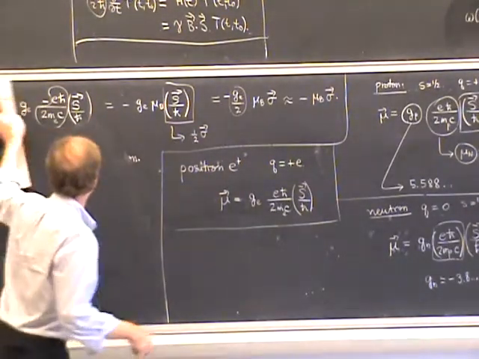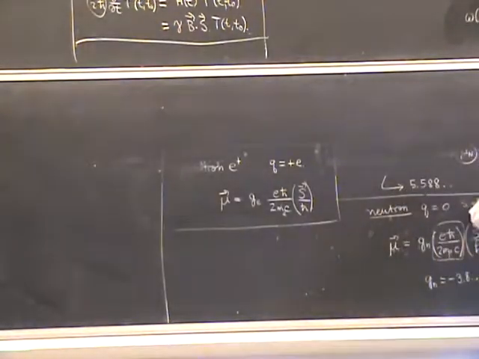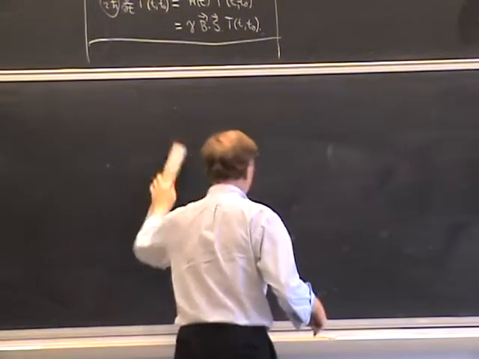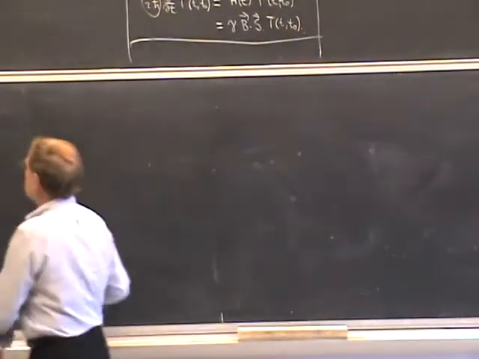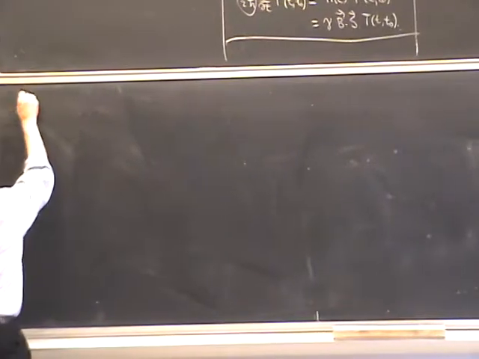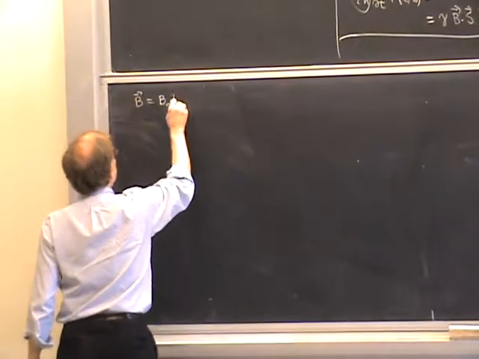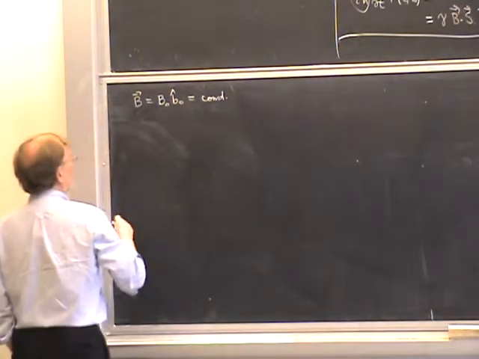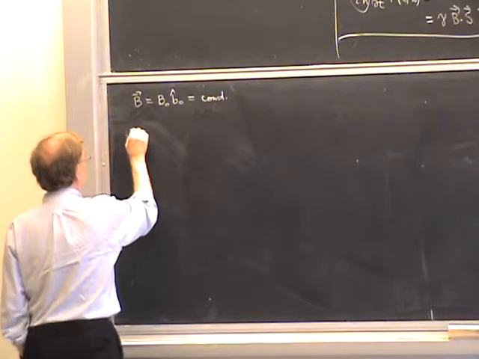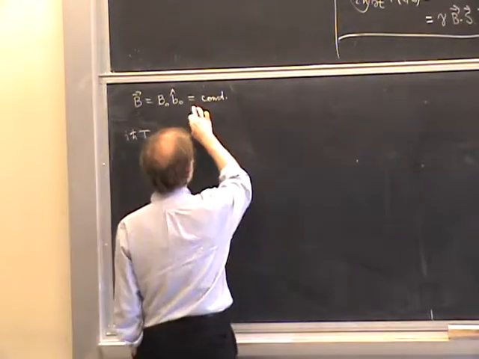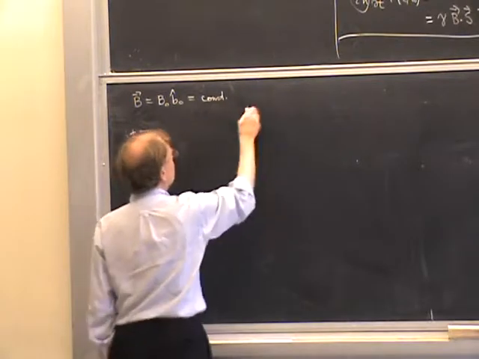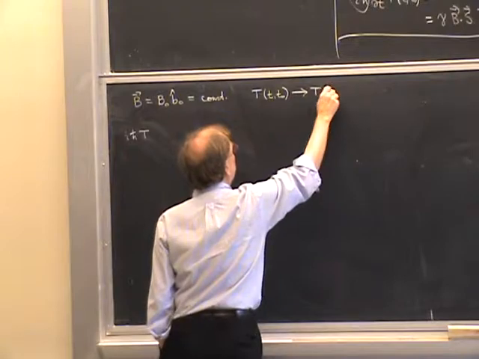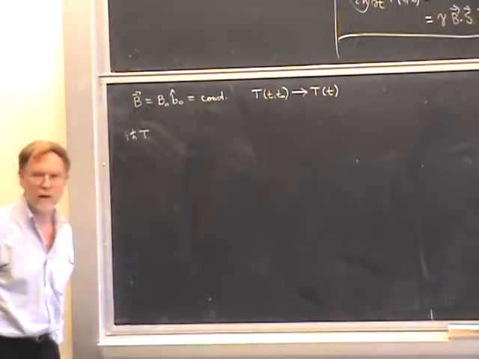Now, let's look at some other cases where we can actually solve things. The simplest case where you can really solve it is the one in which the magnetic field is constant, constant in space and time. In this case, since it's constant in time, the Hamiltonian is independent of time. Instead of writing a two-time evolution operator, I'll just turn it into a single time, which is the elapsed time.